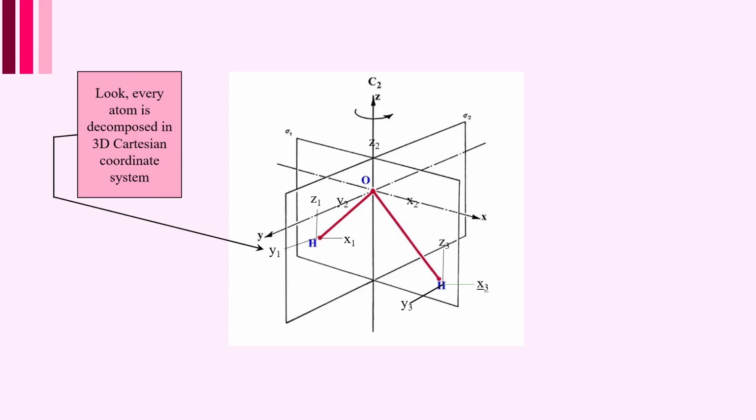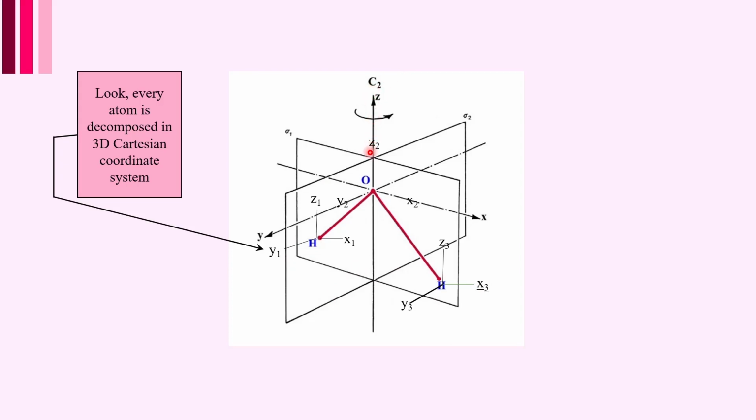Now what we have to do is think of every atom of the molecule in the system. For instance, this is the oxygen. Now this is the Z2 axis for oxygen, X2, and this is Y2 for the oxygen atom. For this first hydrogen atom, this is Z1 for the first coordinate, X1 is here and Y1 is here. Similarly, you have Z3 as the principal axis, you have X3 and you have Y3. So each atom has been decomposed into a 3-dimensional coordinate system.